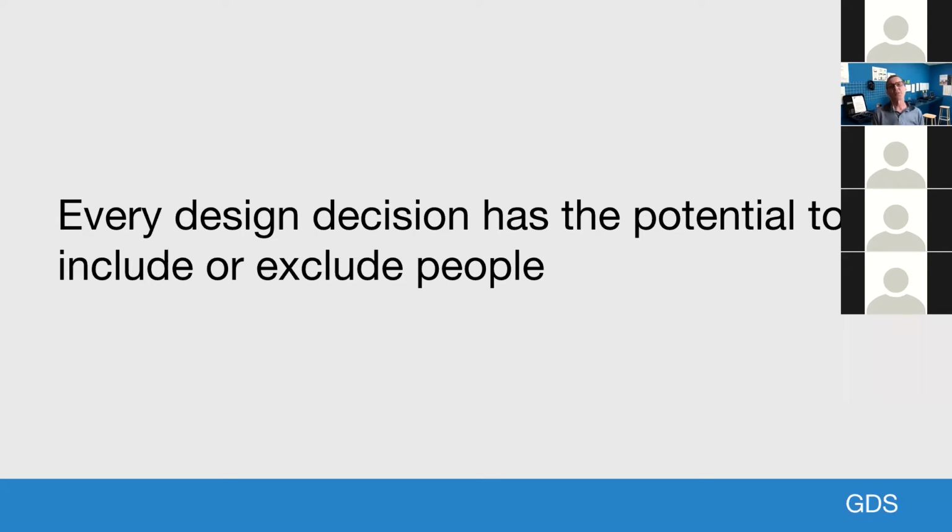It's also important to think about this from a design point of view. Every design decision has the potential to include or exclude people. For example, in the physical world, a set of steps at the entrance of a building can exclude people who use wheelchairs or who can't manage steps easily. But a ramp can be inclusive, and that also works for most people. And this is no different in the digital world.